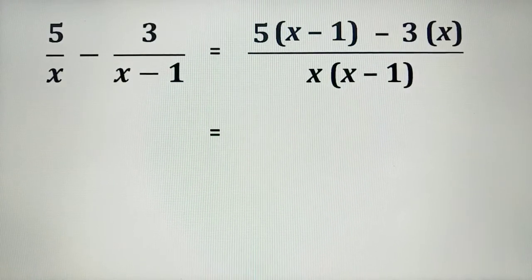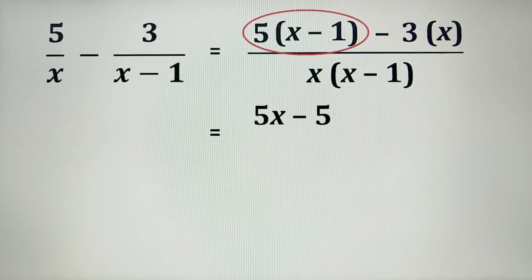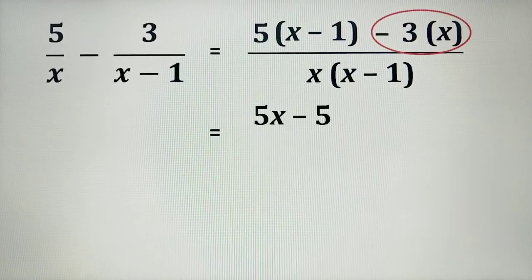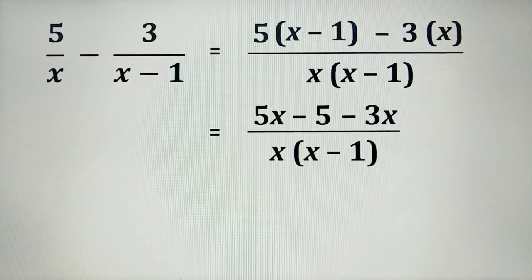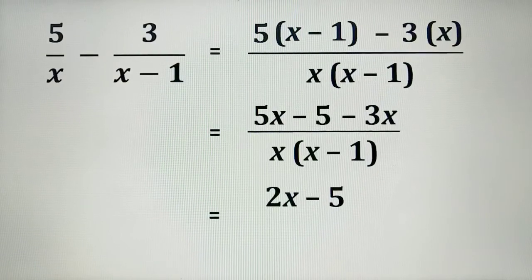Then let's simplify. 5 times x minus 1 is equal to 5x minus 5. Then we will multiply negative 3 times x, which is equal to negative 3x, all over, copy the denominator x times x minus 1. Then we have to simplify the numerator by combining like terms. 5x minus 3x is 2x. Then just copy negative 5.